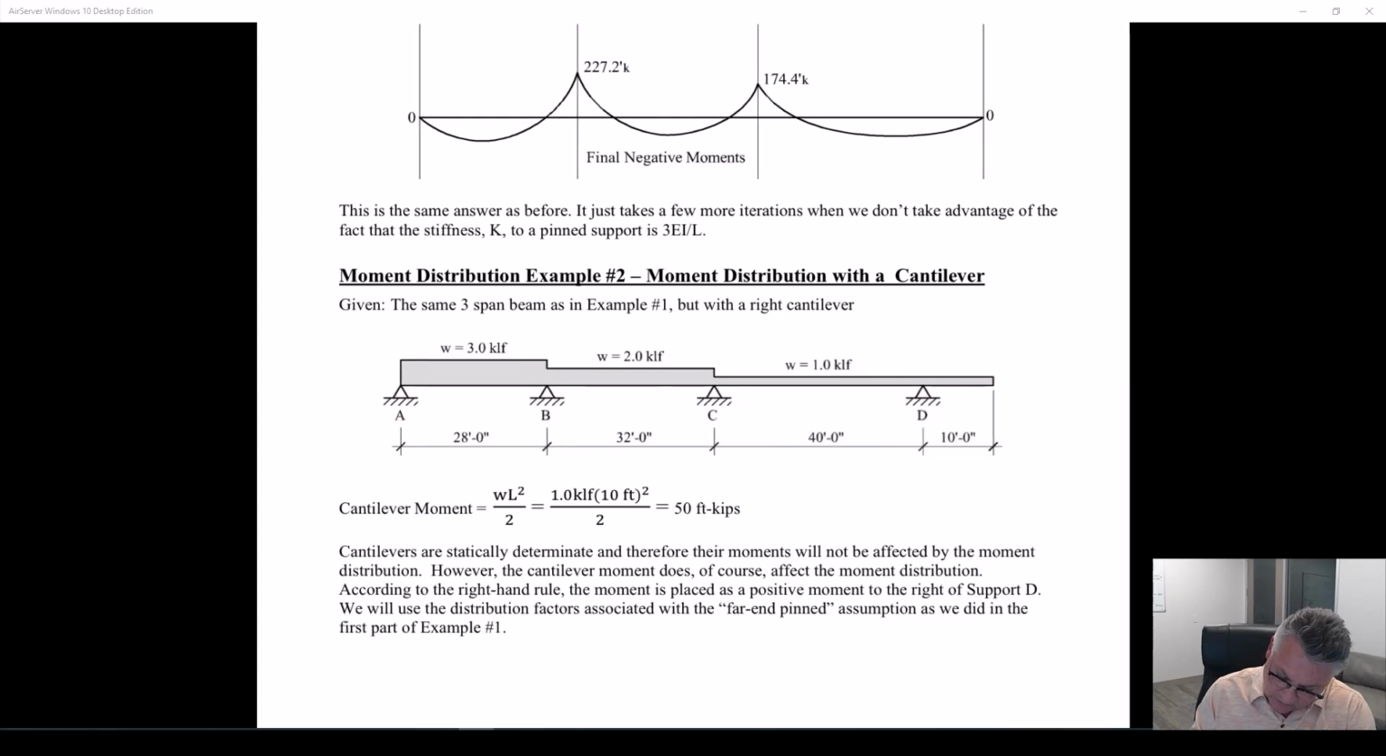So that just becomes, instead of knowing that we're going to end at 0 in the moment distribution, we actually know that we're going to end at the statically required cantilever moment. That's the only change. That's the only difference in this.